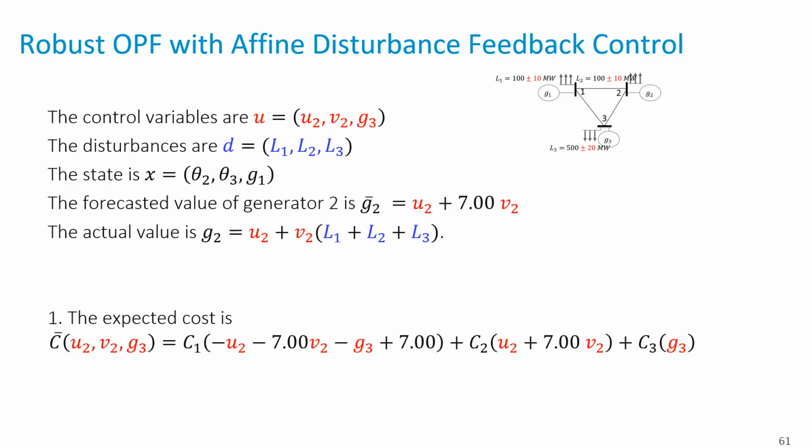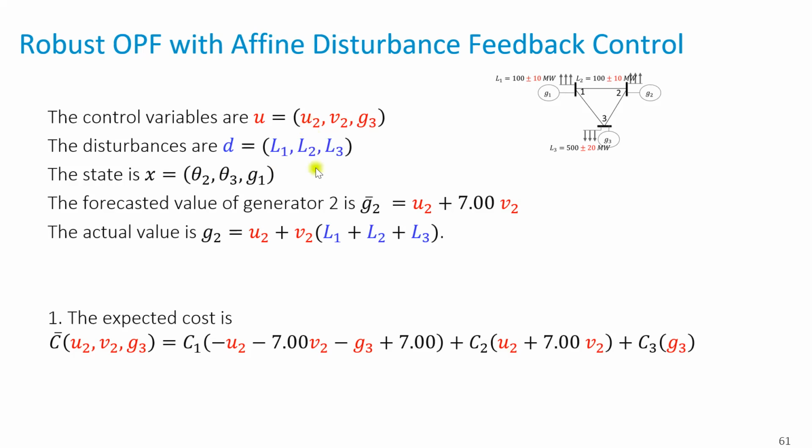Let's see how we can put those ideas into the example here. So now I assume I want to set G3 fixed, and for G2, I want to find the values of the control U2 and V2. So now the control variables are U2, V2, and G3. As before, the state is all the variables that result from the disturbance and the control. That's the angles with the DC approximation, and the G1, which is the resulting value of the slack bus here. The forecasted value of G2 is given by this here.